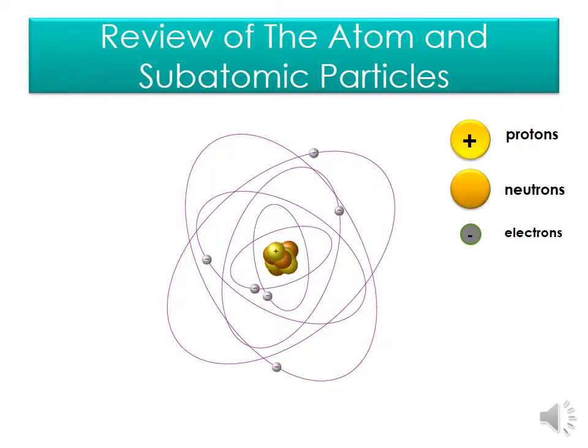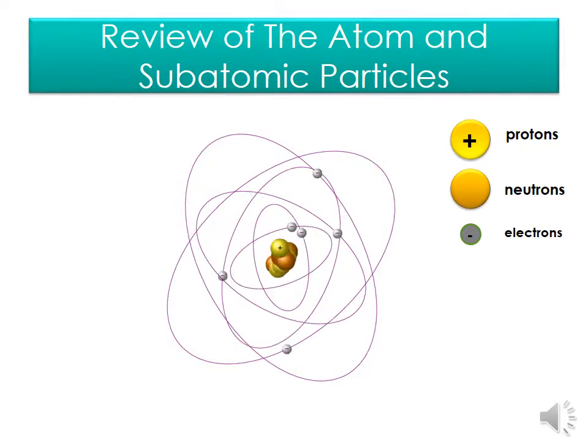The orange particles in the center are called neutrons. Now, protons and neutrons are found in the center of an atom, in the nucleus. So you have a positive charge and a neutral charge. The neutrons have no charge. So generally, the nucleus of an atom, the very center, has a positive overall charge.